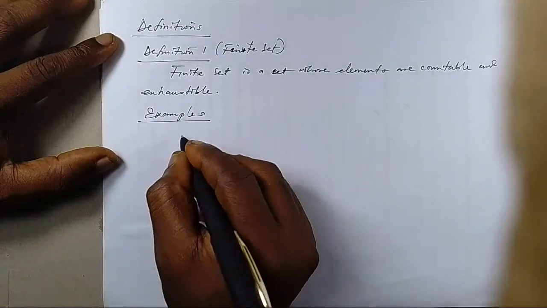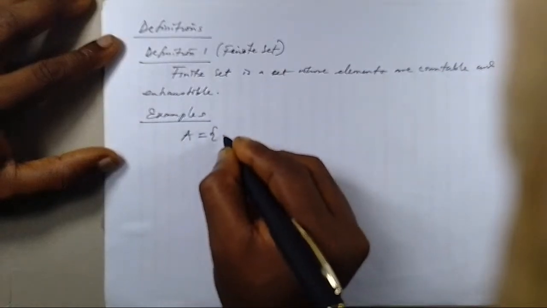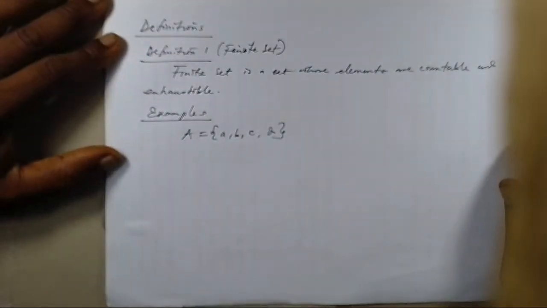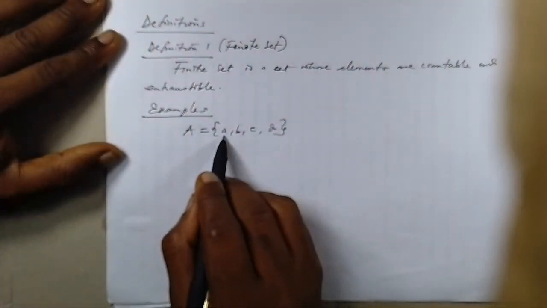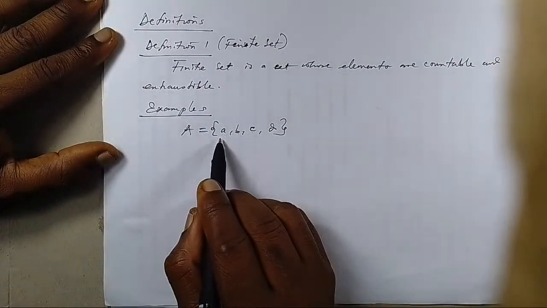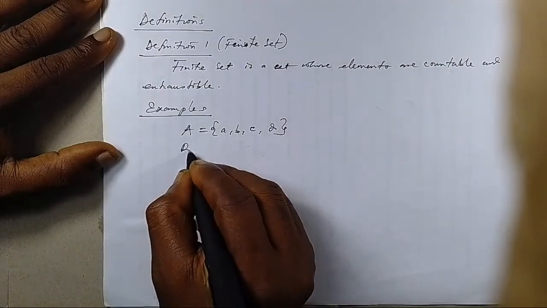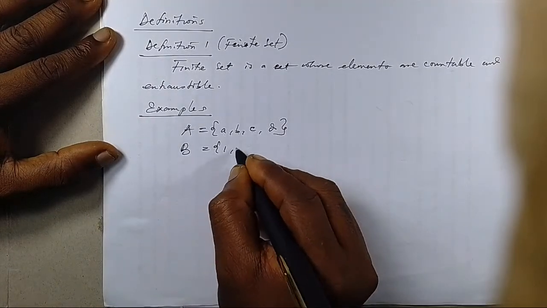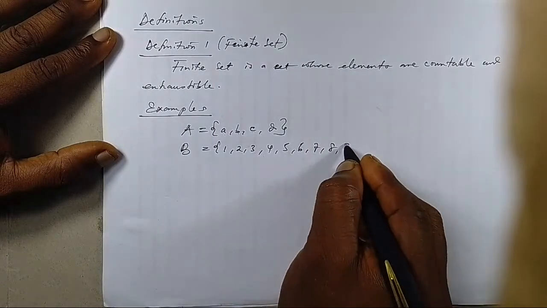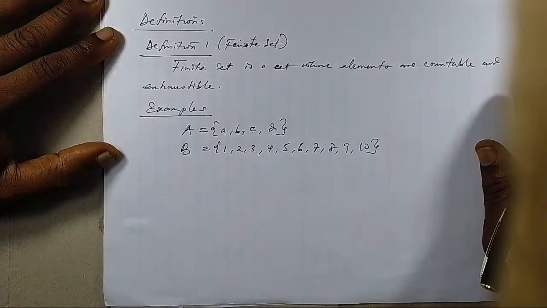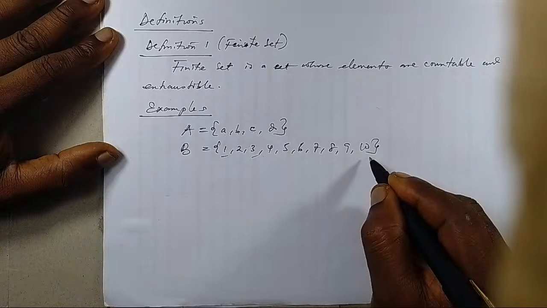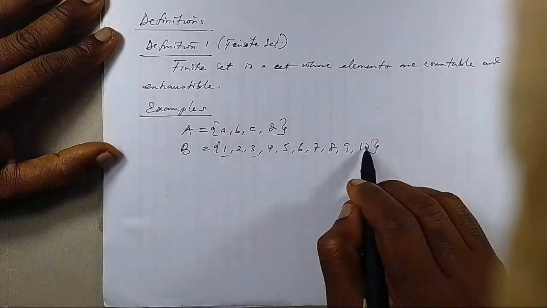Good. That being the case, let us now take examples of finite sets. A set like this, A, that contains A, B, C, and D is a finite set. Why? I can count the elements in the set. There are 4 elements, and I can finish the counting. The counting starts at A and ends at D. A set also like this, 1, 2, 3, 4, 5, 6, 7, 8, 9, 10 is also a finite set. Why? I can count the elements in the set and I can finish the counting. It starts from 1 and ends at 10.